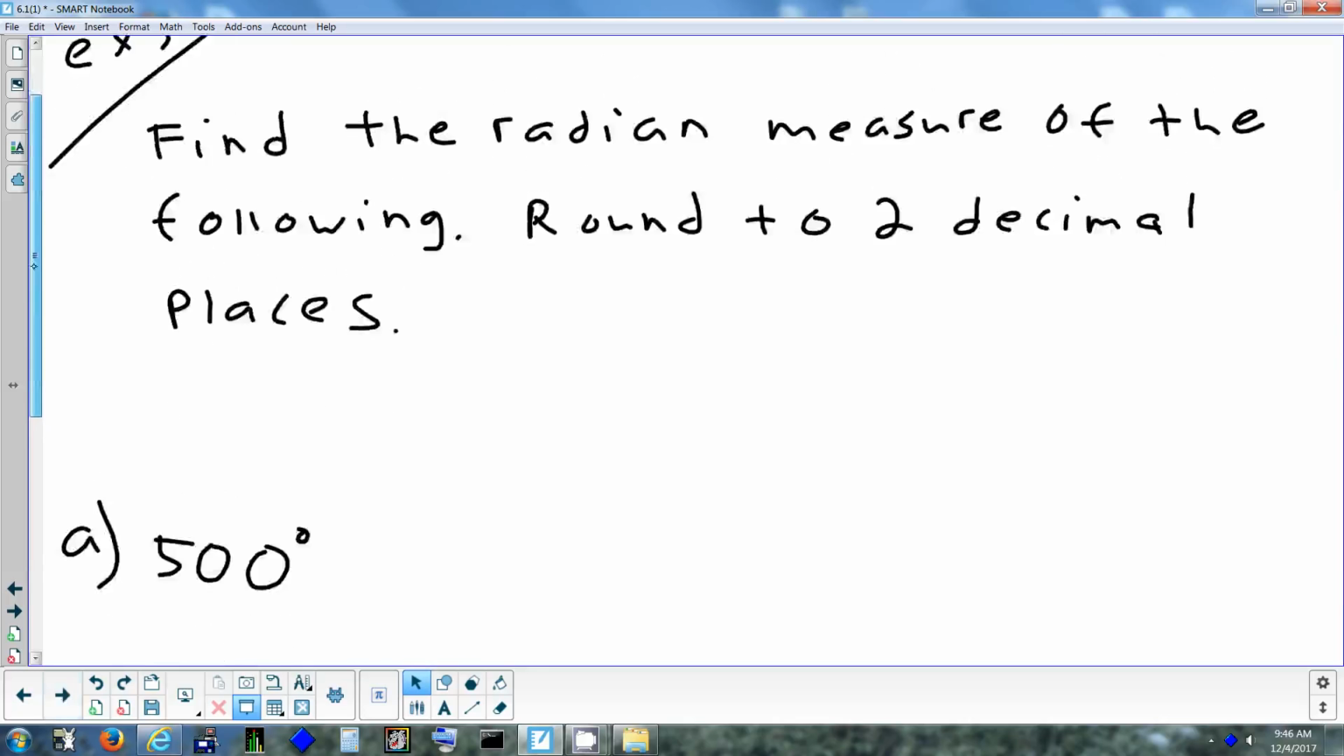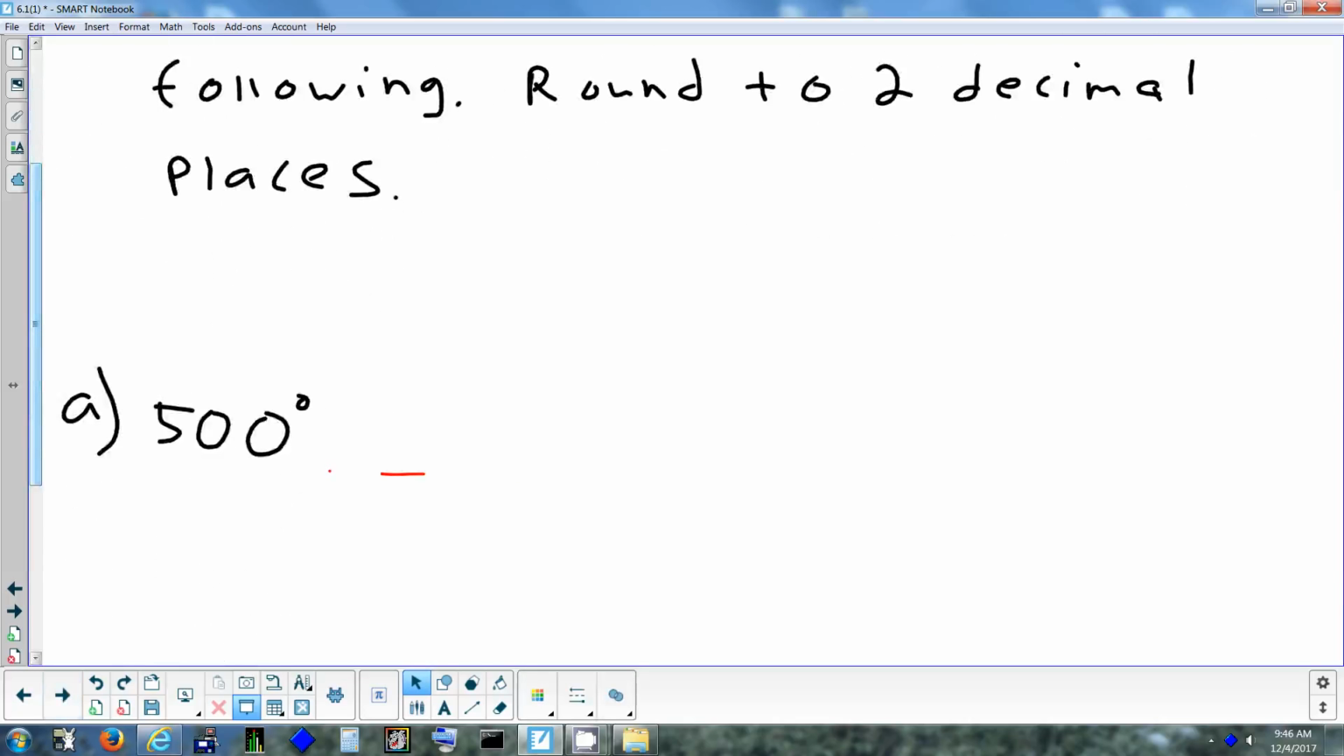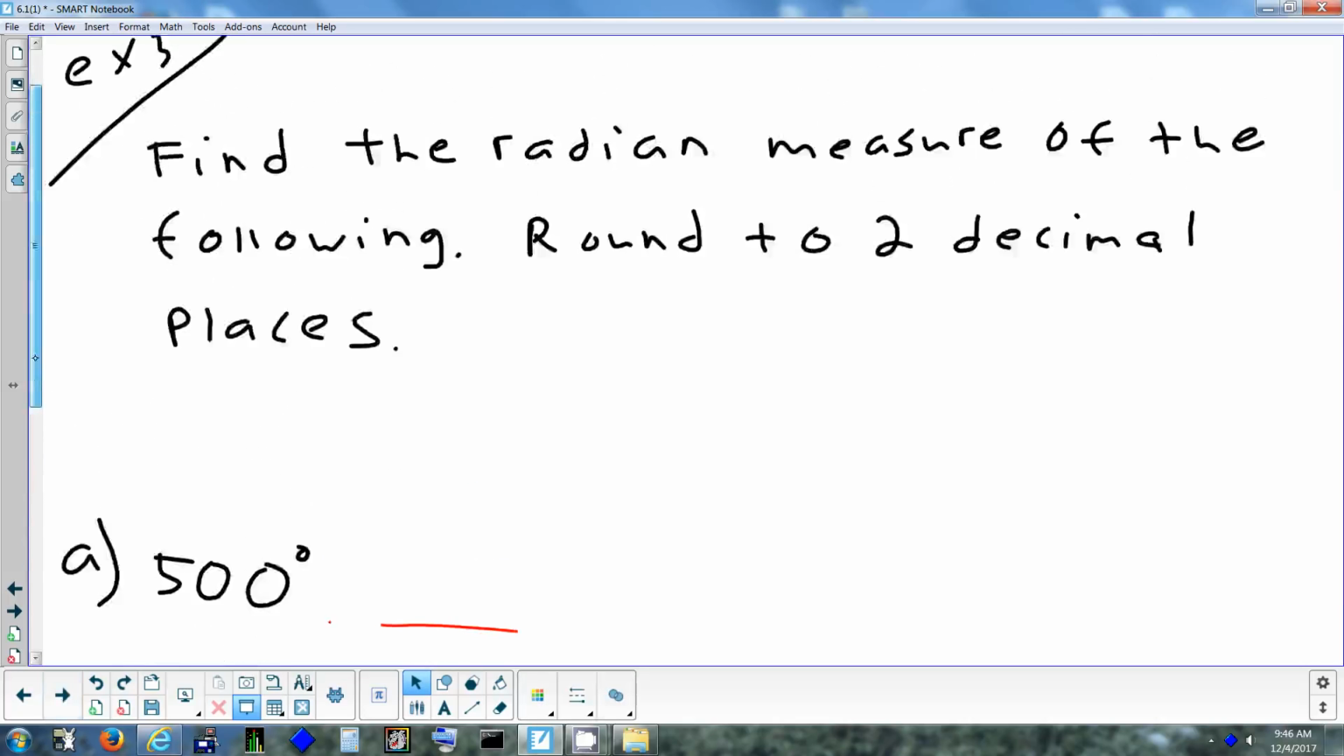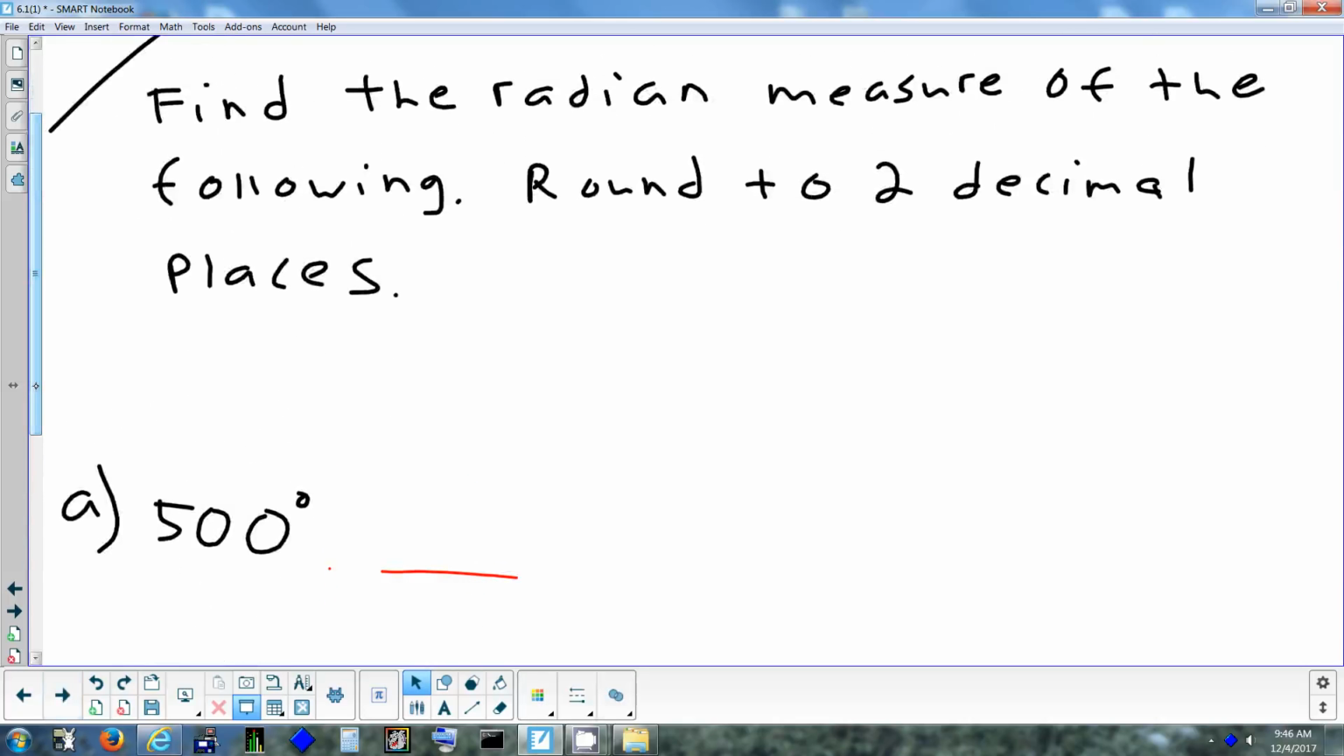All right, so let's try one where we actually round it. So for this, there's no point in reducing. You're just going to type it all into the calculator. Okay, 500 degrees. Trevor, can you remind me, what do I multiply by to change degrees into radians? Pi over 180. Yep, pi over 180.